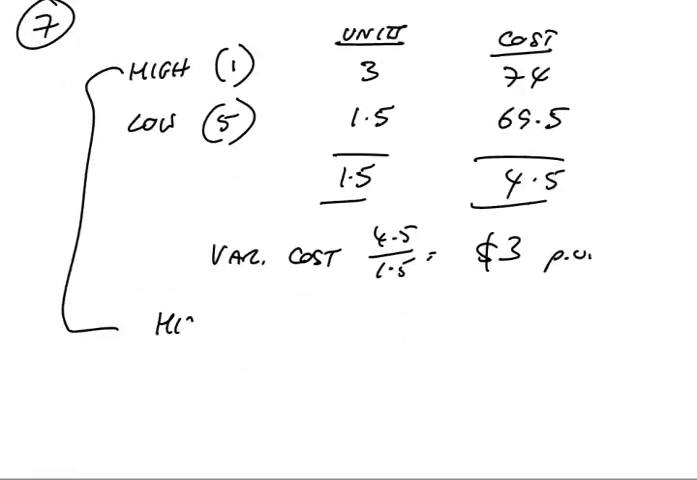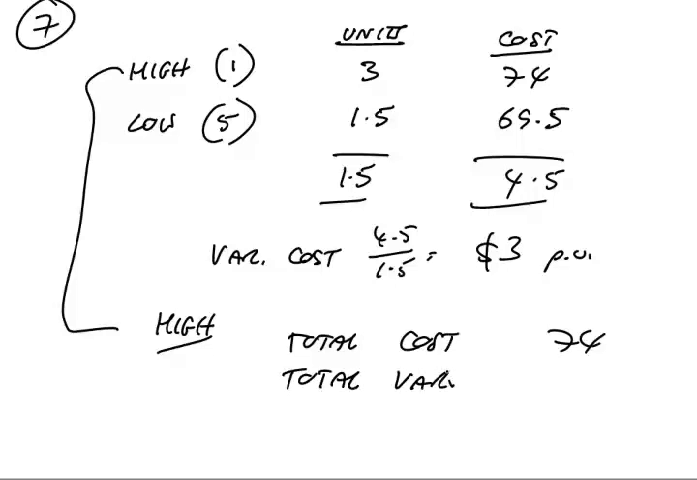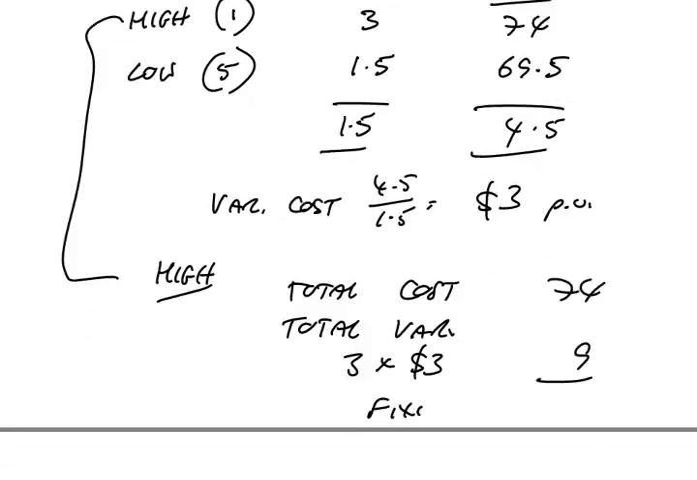If I do check the other figure, if you look at the high one, the total cost is 74. The total variable cost, 3 units at $3, is 9. I know they're all in thousands, but it doesn't really matter here. Therefore, the fixed cost is what? 65,000. The answer is B. Okay? I think you're all happy with the actual arithmetic.